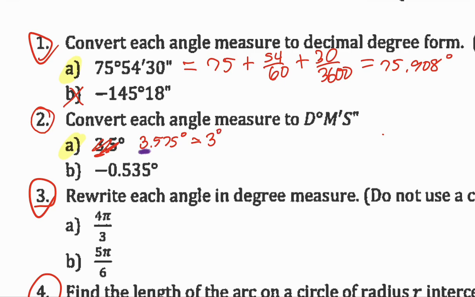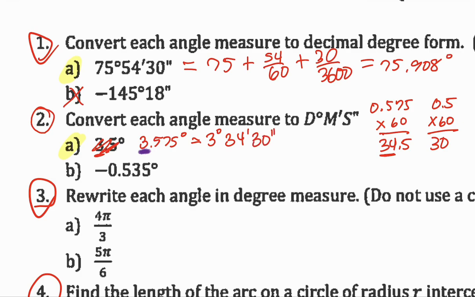So any whole number you're going to take off. You're going to put the decimal in the calculator, and you're going to multiply the decimal value only by 60. So it's the exact opposite. Instead of dividing by 60 like we did in number 1, we're going to multiply by 60. We're going to get 34.5. We're going to take that off, and that is our minutes. And then any decimal that's left, we multiply by 60 again, and that is our seconds. So we have here 3 degrees, 34 minutes, and 30 seconds.